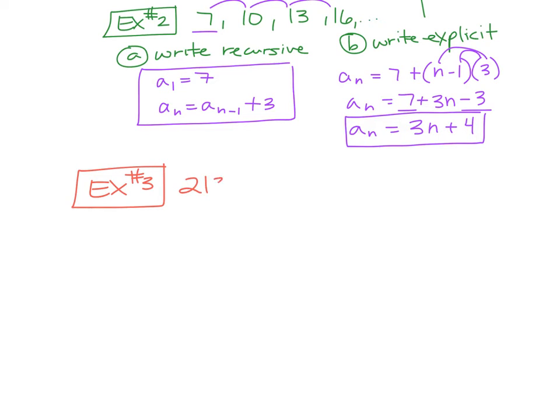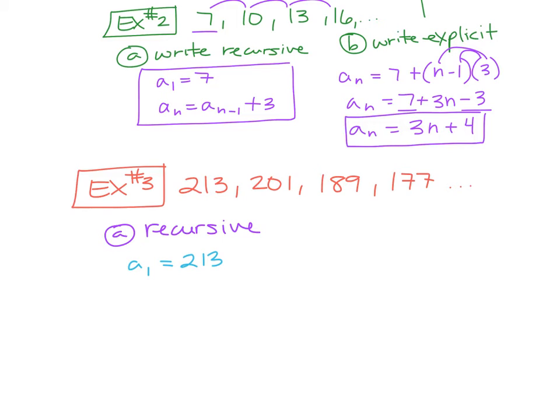You have 213, 201, 189, and 177. Okay, it keeps going. So the recursive formula. What do you always do first? A sub 1 is 213, right? First term. And then a sub n is always going to be a sub n minus 1.